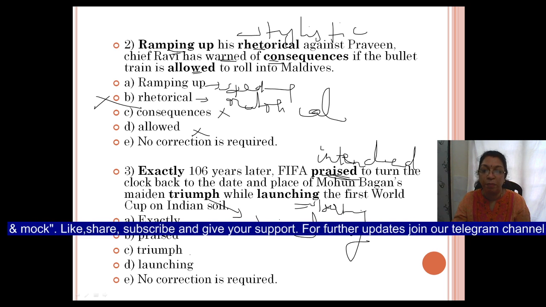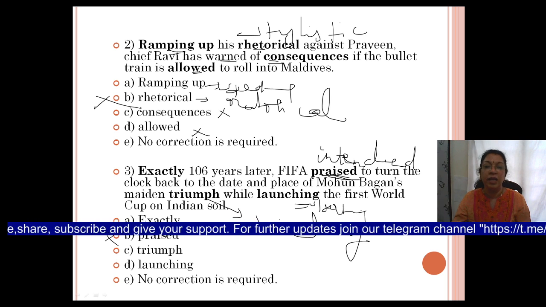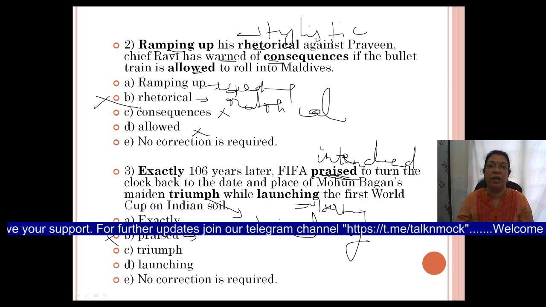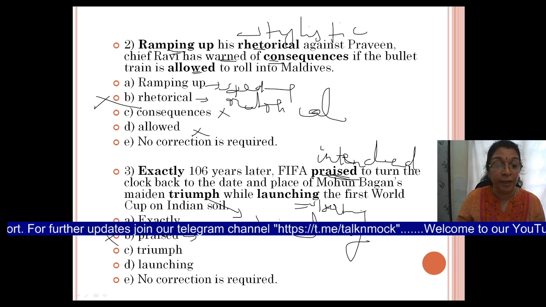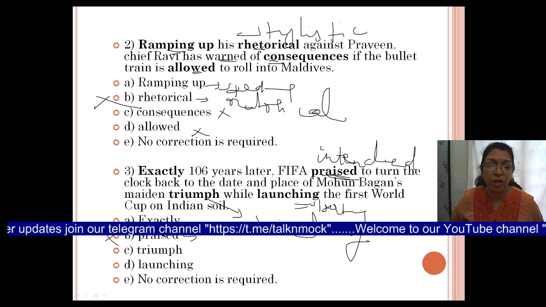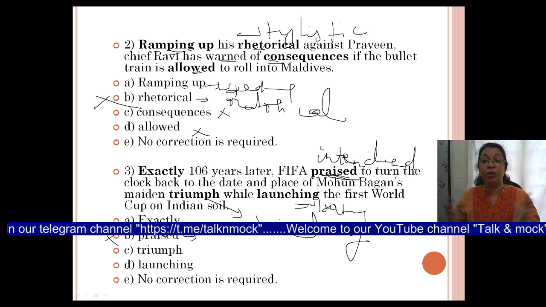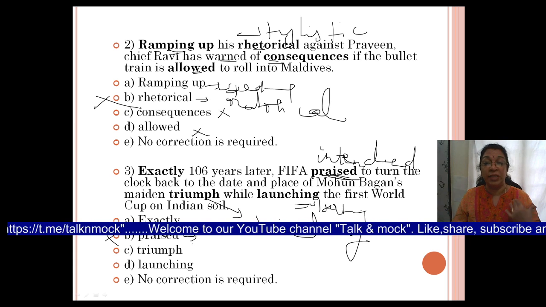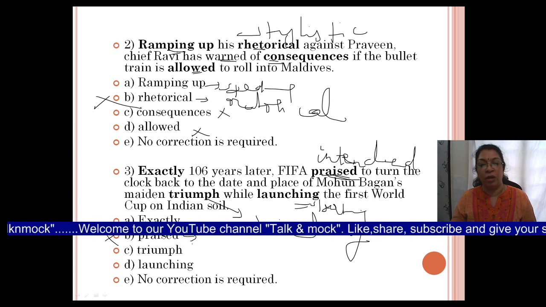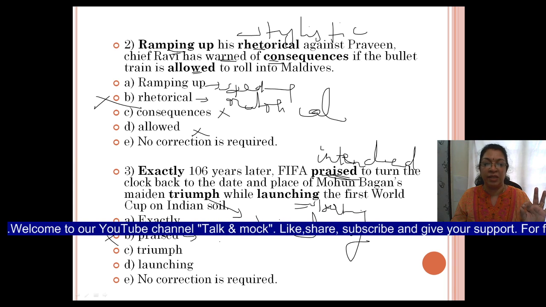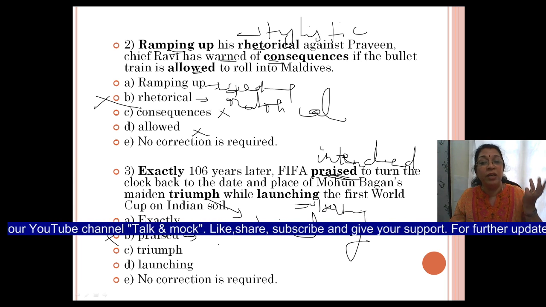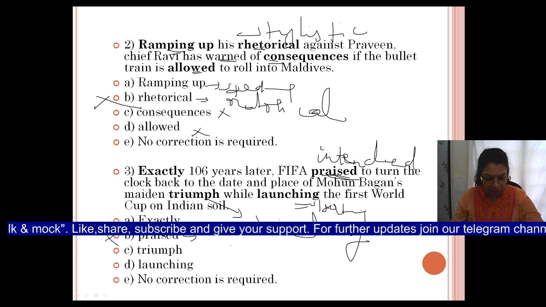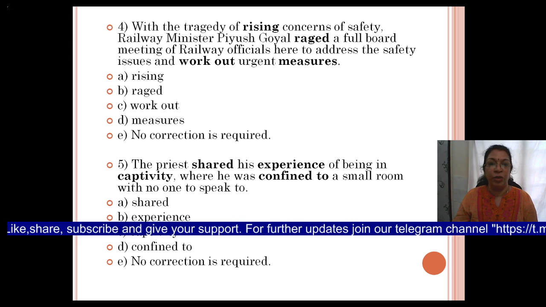So it is not praised here. That is the wrong word. So it should be intended or pointed out, or actually you can say it was happy to turn. So instead of praised, you can say FIFA was happy to turn the clock back. So some words like this, but not praised, because praised to turn the clock back you will not use. Is that clear? Now let us go to the fourth question.